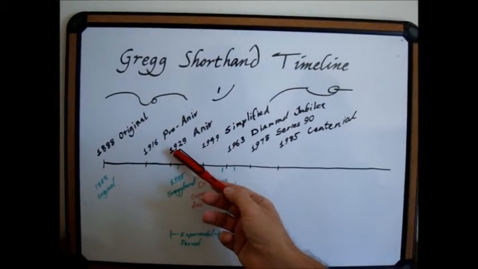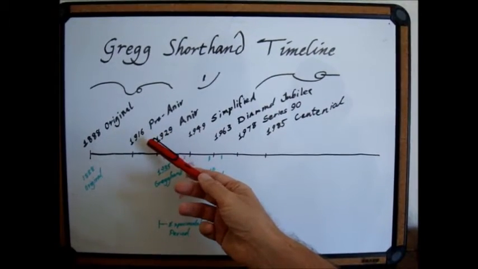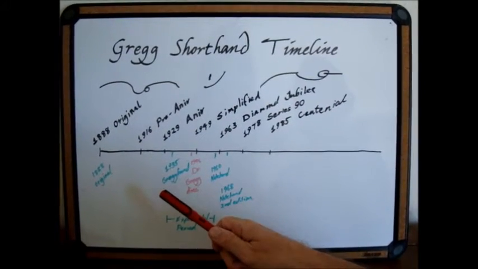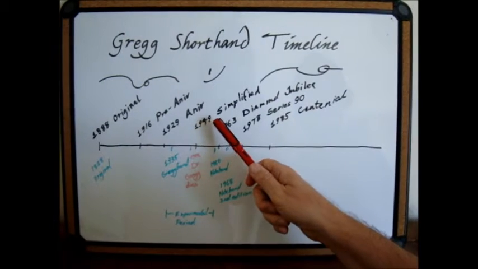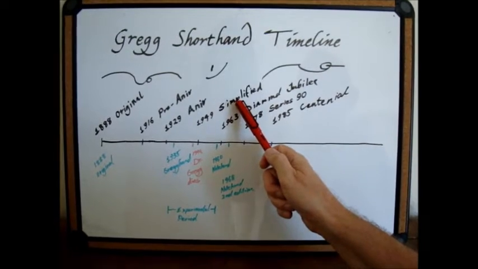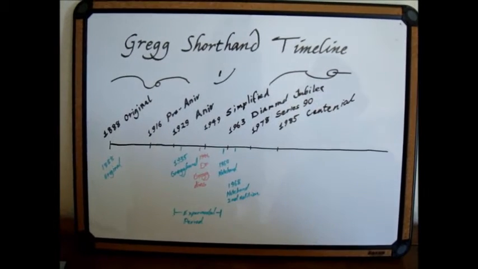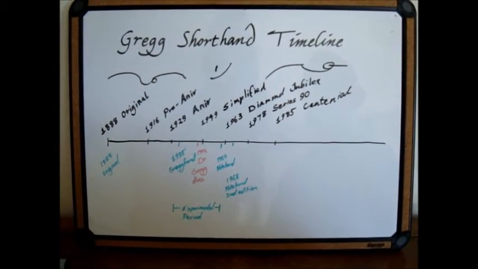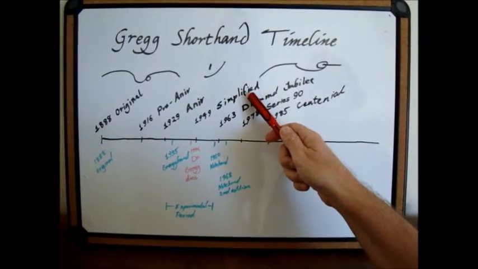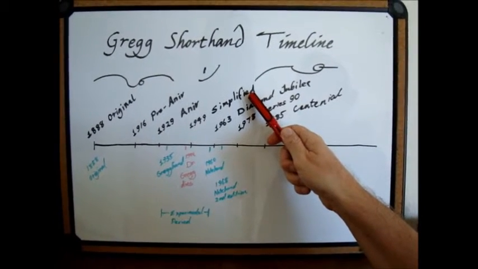It continued on. In 1929, the anniversary edition came out, which simplified some of the pre-anniversary materials, but again, still highly focused on office dictation. Then in 1948, Dr. Gregg died. In 1949, the simplified version came out, which simplified the anniversary version. These pre-anniversary and the anniversary versions were the fastest versions, and they had a lot of abbreviations that were aimed at business use. Simplified, although still aimed at business use, got rid of many of the abbreviations, went to spelling out more words, and so the top speed slowed down.